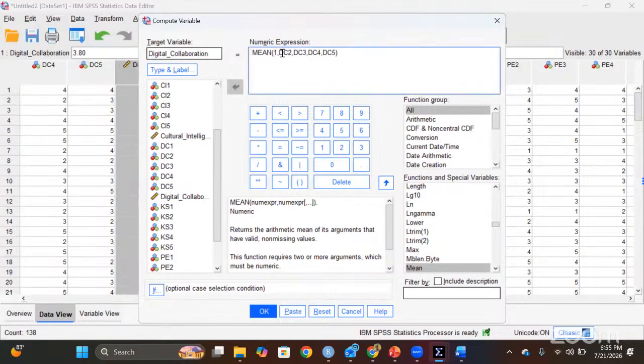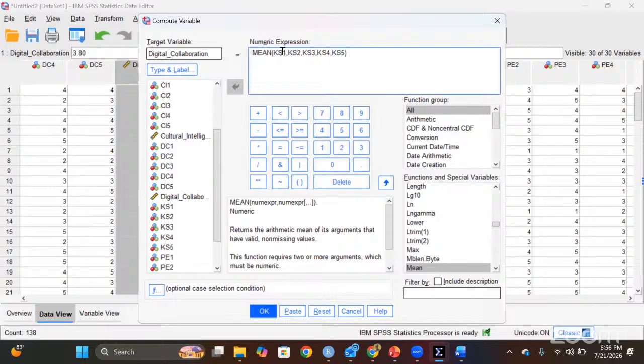KS1, KS2, KS3, KS4, KS5. Please, you have to be very attentive to this, because it's computation. If you go and put CI1 here instead of KS1, it will compute nonsense for you.